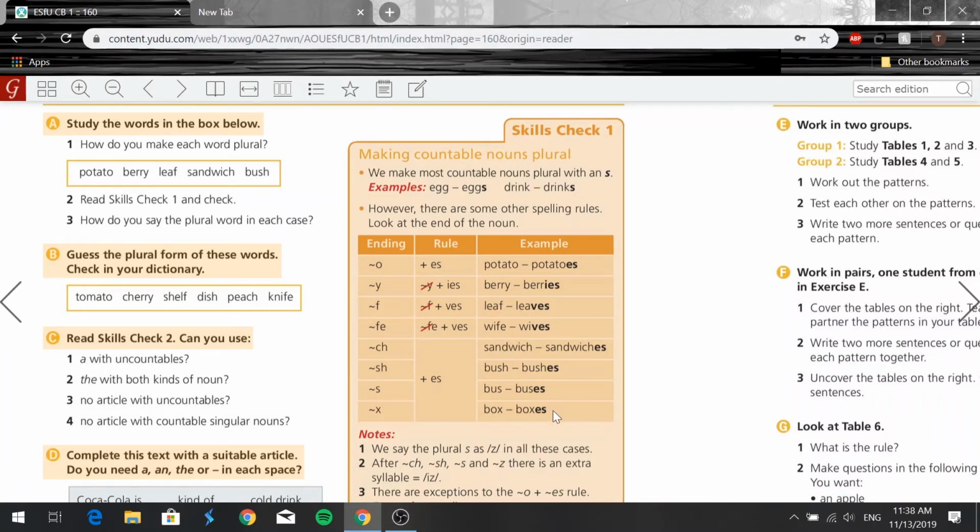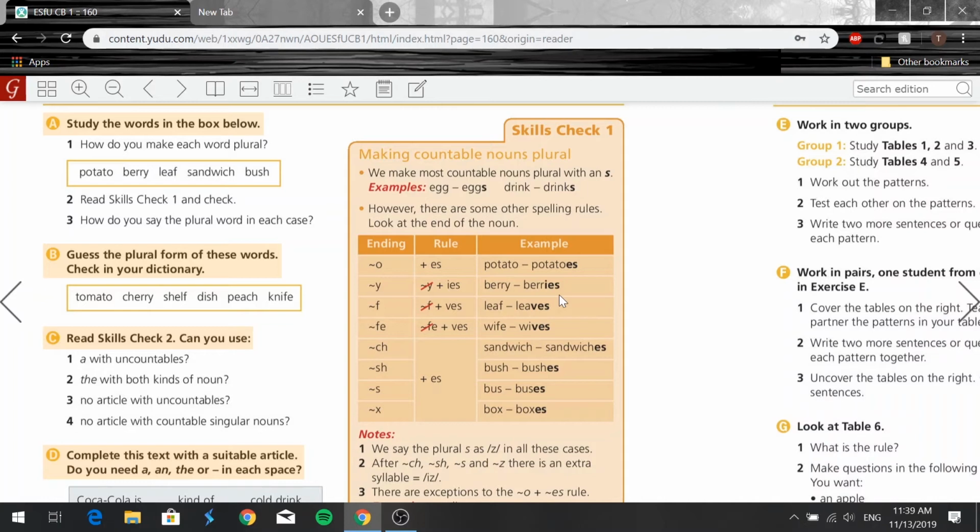But note that the plural S here, okay, is pronounced as Z, okay? So don't say boxes with an S sound, say boxes with a Z sound, okay? That final S is pronounced as Z in all of them, okay? In all the rules and not just this part right here. So potato, potatoes. I don't say potatoes with an S sound, okay? Potatoes, okay? Berry, berries. That Z sound, okay? Leaf, leaves. I never say leaves with an S sound, okay?